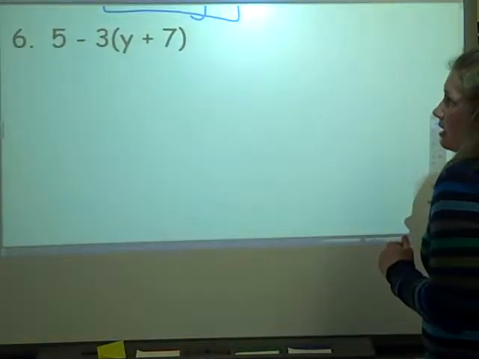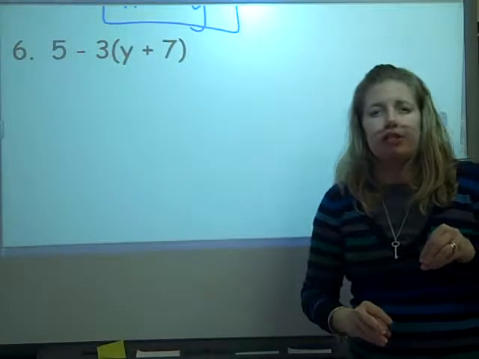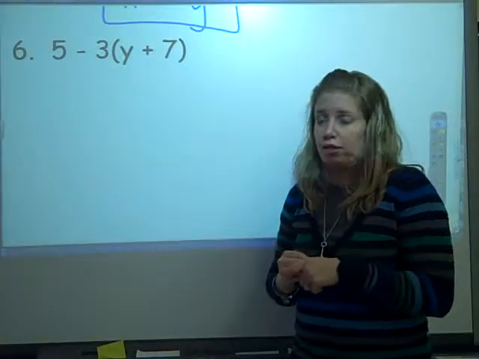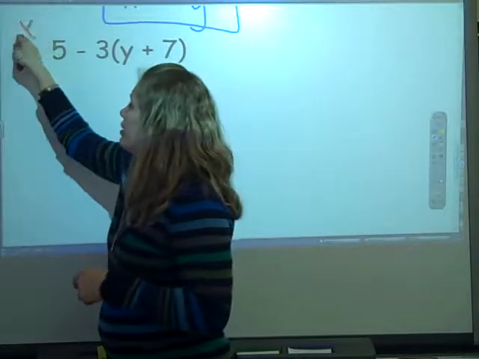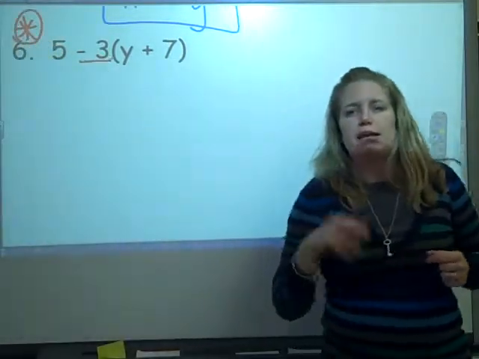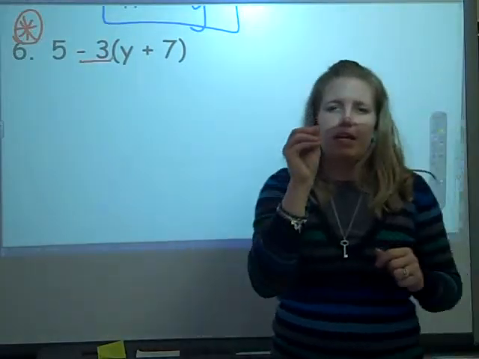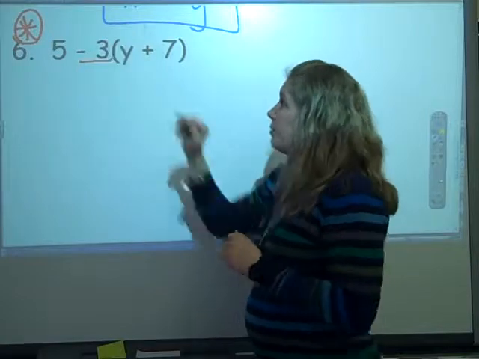Okay, number 6. Although this one is small, this one does have quite a trick to it that a lot of kids have trouble with. You might want to put a star by this one because it can be hard. The reason why it's hard is right there because of that negative inside, right beside the 3. That means you have to distribute negative 3 to both items.